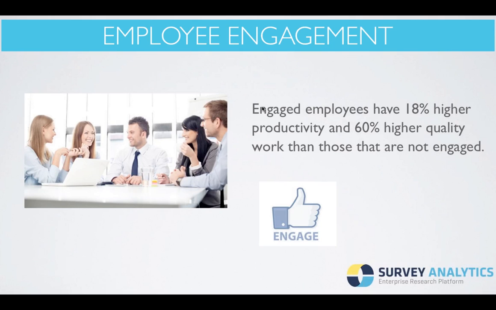A few statistics here. I like statistics, numbers. Engaged employees have 18% higher productivity and 60% higher quality work than those that are not engaged. Now, productivity and quality directly feed to the bottom line. We know that this is important. We know that these things are important to make a company profitable, to enable you to go forward, to expand in markets and do whatever you want to do. People have to be engaged in their occupation.